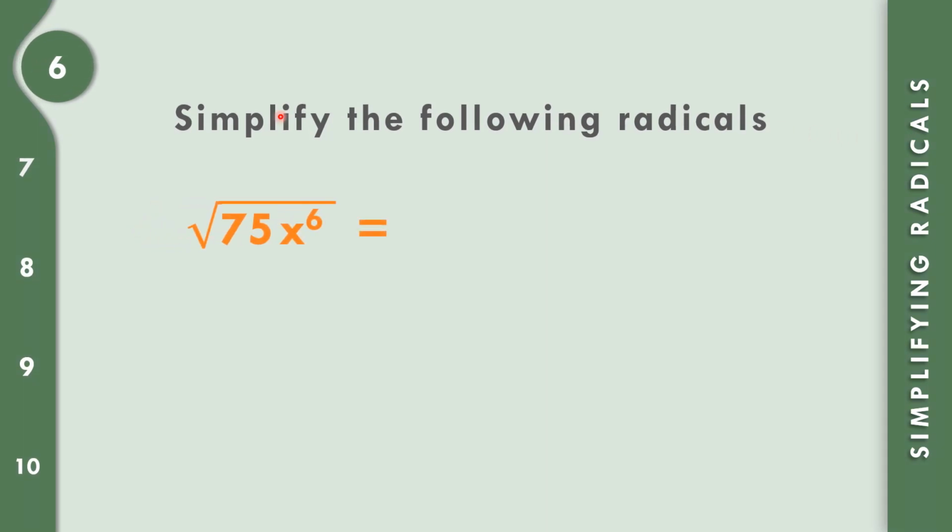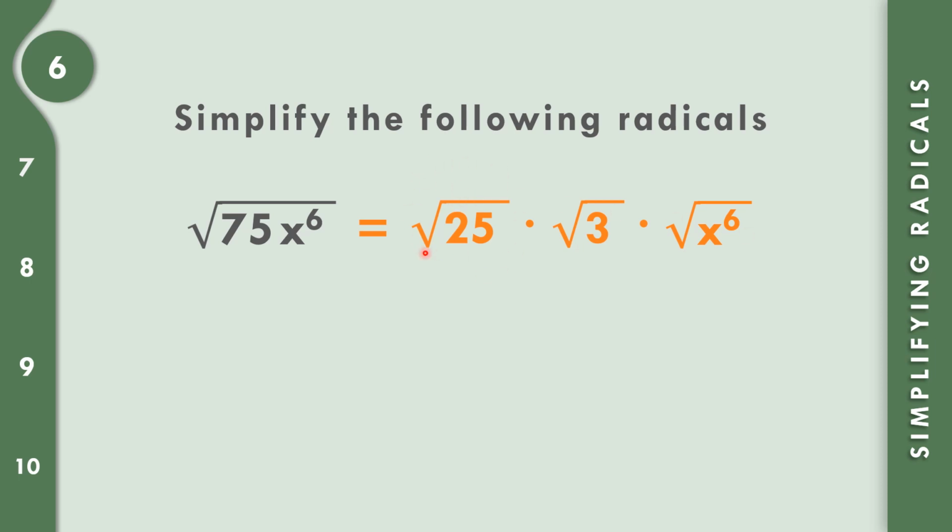How about 6? It is a combination of a number and the letters. So the square root of 75, x to the 6th power. First, we need to identify the factor of 75 having the perfect square. So that is 25 times 3. 25, that is perfect square. How about x to the 6? So 2, 4, 6, no remainder. So let us copy square root of x to the 6th power.